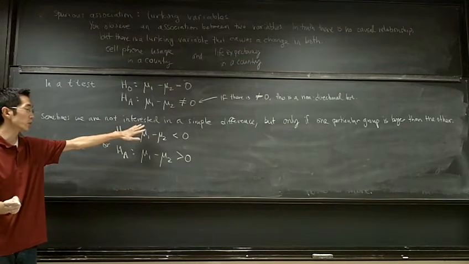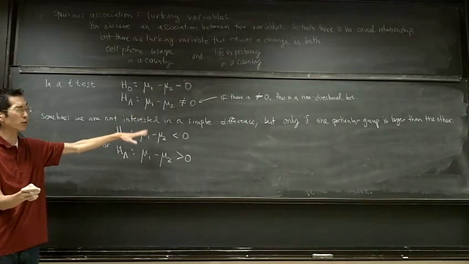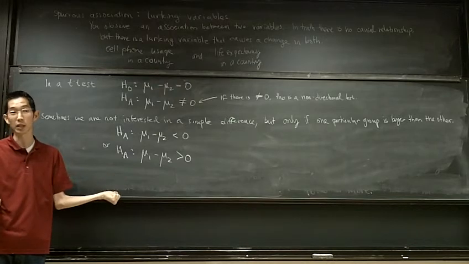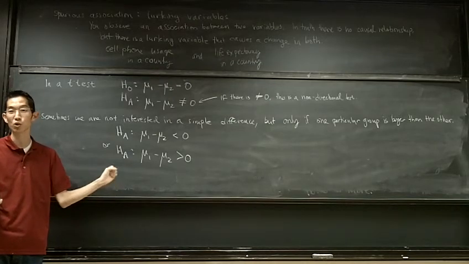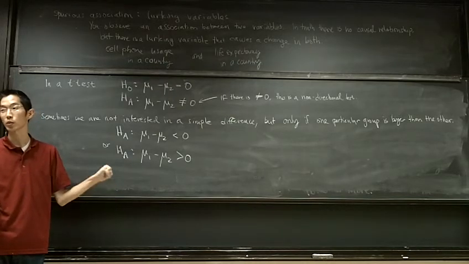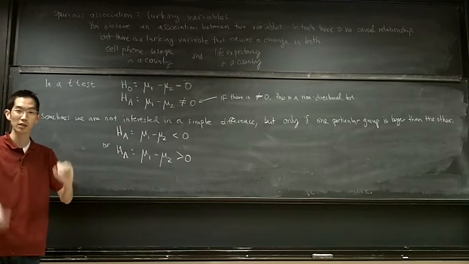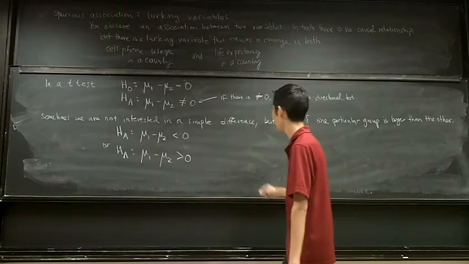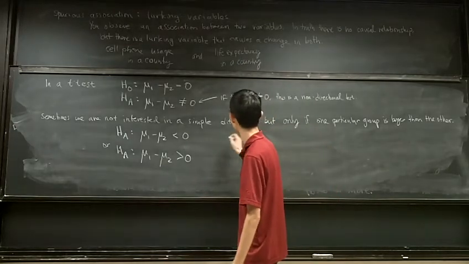And so when you have a directional test, the labeling of the groups is very important now. It depends which group you call group 1 and which group you call group 2. You can't just swap them, okay?